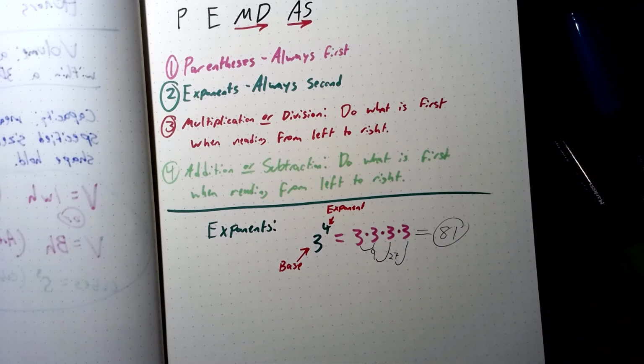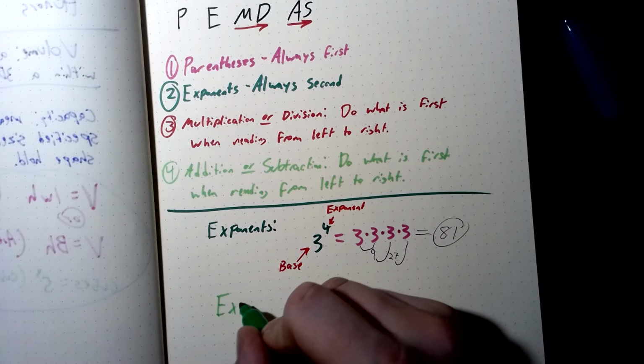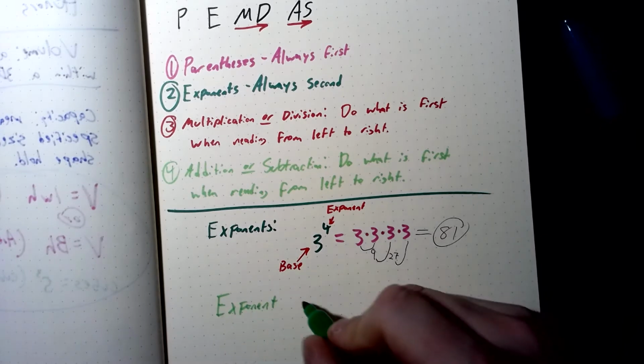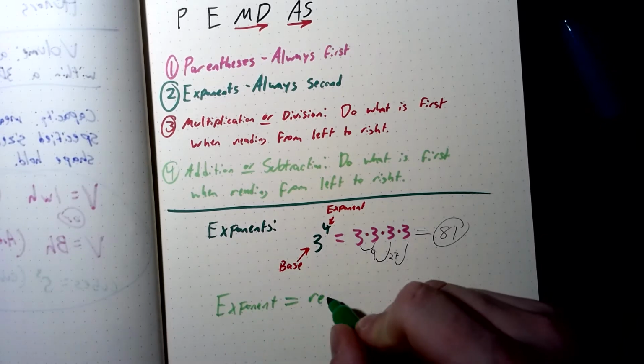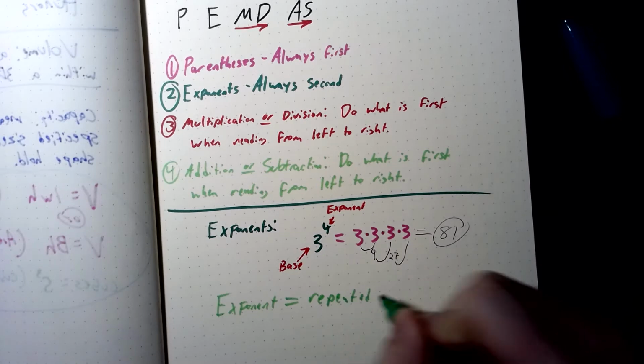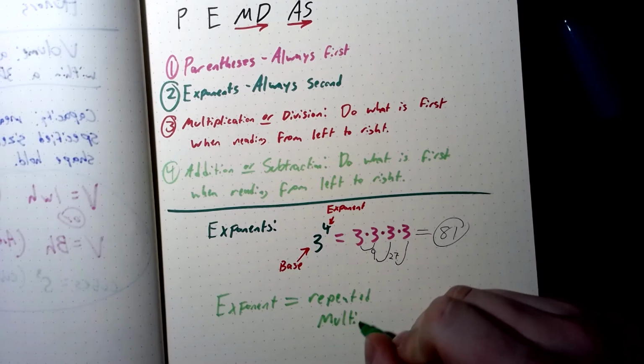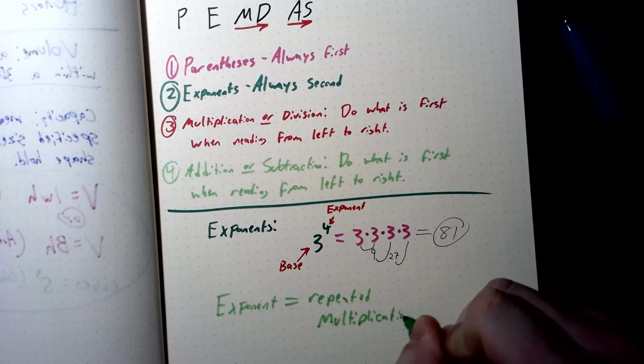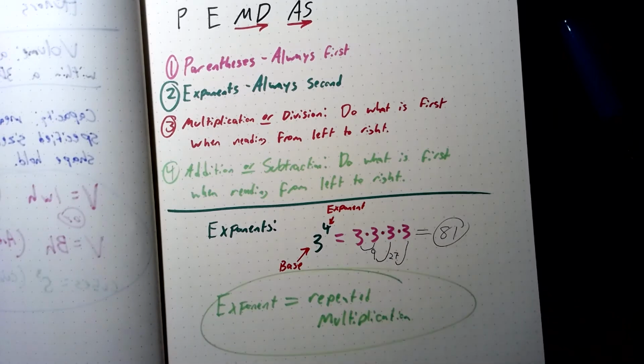Exponents do not function as repeated addition. Instead, an exponent is the same as repeated multiplication. That is what an exponent is. It is not repeated addition, it is repeated multiplication, and this is how it should be written out. Now on to the example problems.